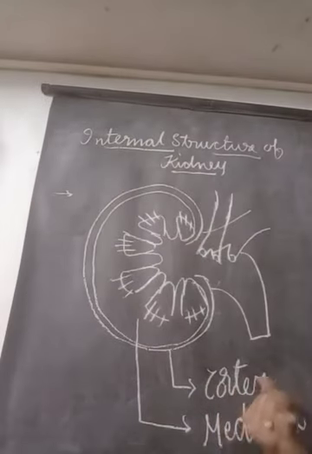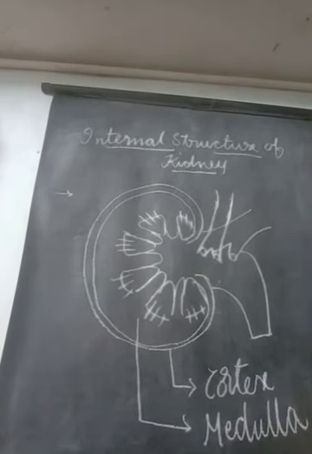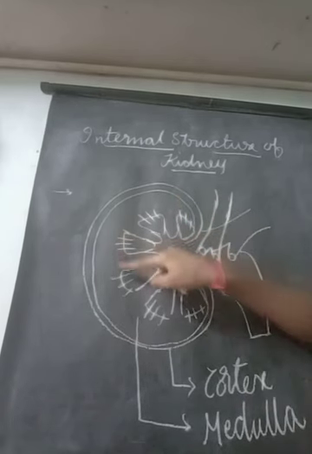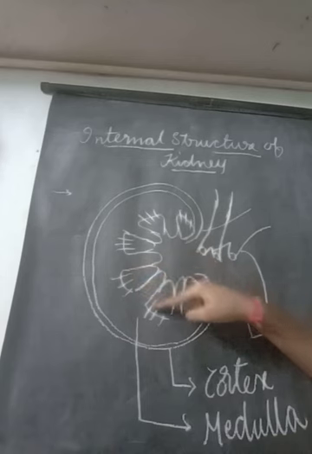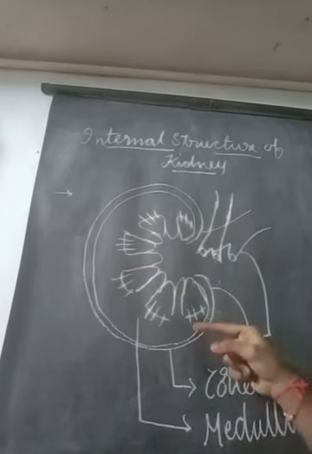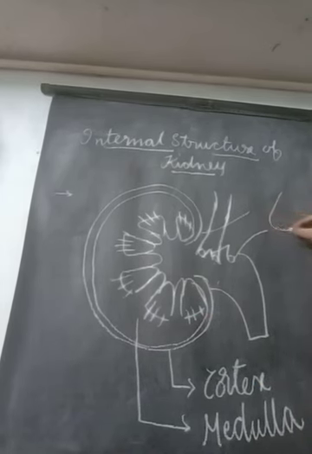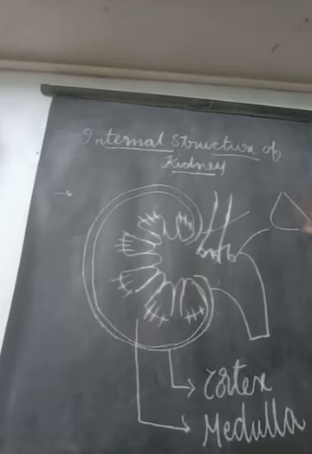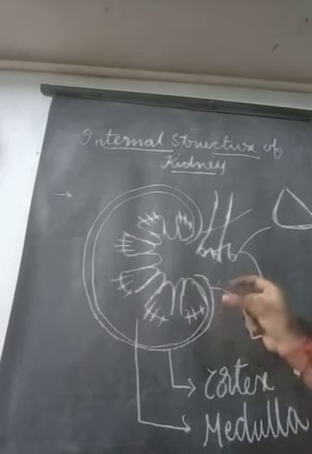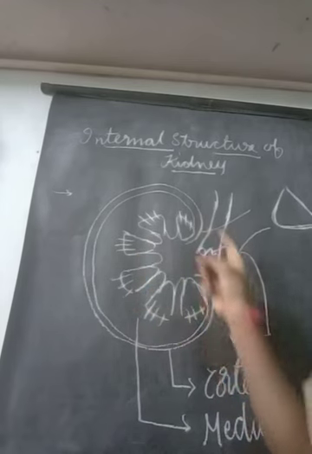The outer portion is called cortex and the inner portion is called medulla. The entire inner portion is called medulla. The entire medulla is divided into pyramid shaped structures. Pyramid shape means rectangular shaped, triangular shaped structures. Have you seen the pyramid shaped structures here?